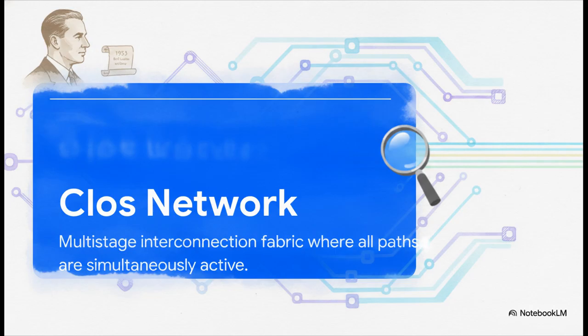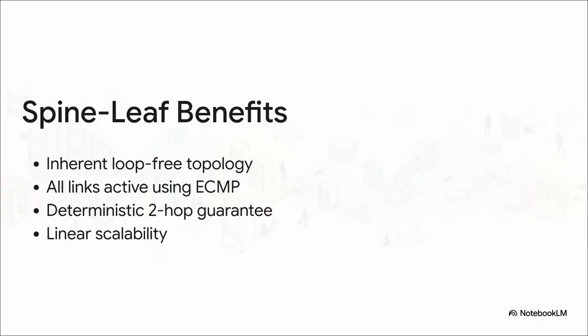Now, Clos was working on telephone switching networks, and he mathematically proved that a multi-stage interconnection fabric built from smaller, uniform switches could achieve strict non-blocking performance. In a non-blocking network, every single possible input-to-output path can be simultaneously active without interfering with one another. This was exactly the magic property the modern data center desperately needed. So the modern data center took Clos math and implemented it as a practical two-tier topology called spine leaf.